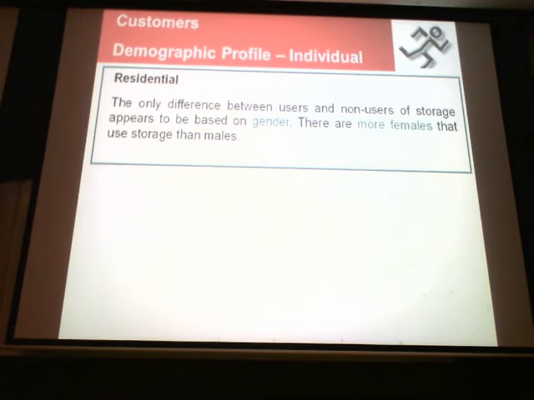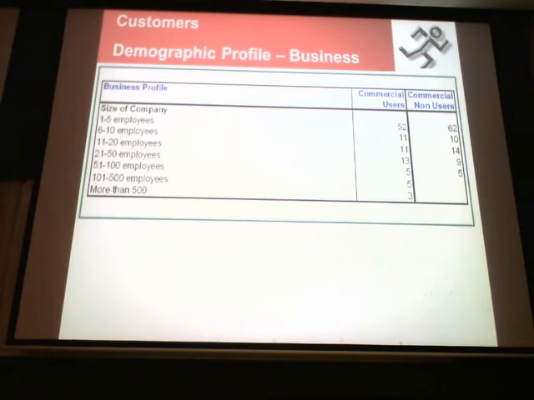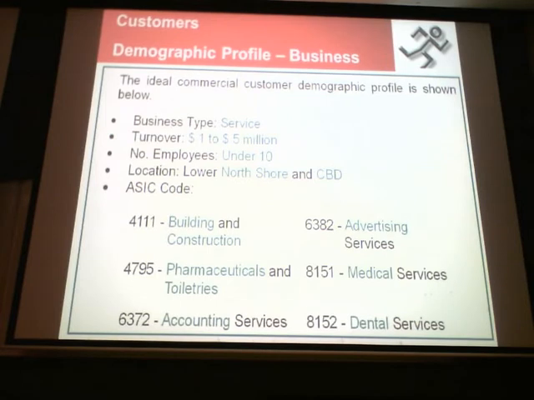Sorry? For makeup. Well, we'll get on to makeup because I'll ask you a question about that in a minute. Company size. What sort of size companies would use self-storage if you look at that? The small ones, yeah. So that's what I got from those statistics. So the business type that was using self-storage we worked out was service, about 1 to 5 million, so small business, below 10 employees, located North Shore of CBD.